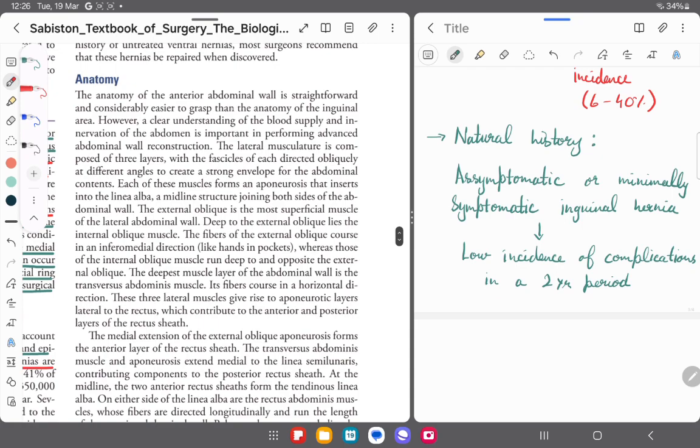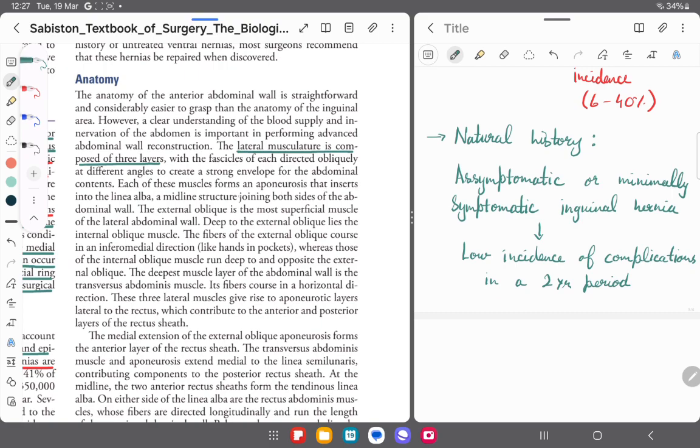So the anatomy of the anterior abdominal wall is straightforward and considerably easier to grasp than the anatomy of the inguinal area. However, a clear understanding of the blood supply and innervation of the abdomen is important in performing advanced abdominal wall reconstruction. The lateral musculature is composed of 3 layers. So ventral abdominal wall anatomy should be clear. The lateral musculature is composed of 3 layers, with the fascicles of each directed obliquely at different angles to create a strong envelope for the abdominal contents.